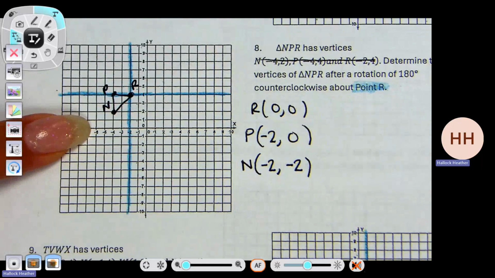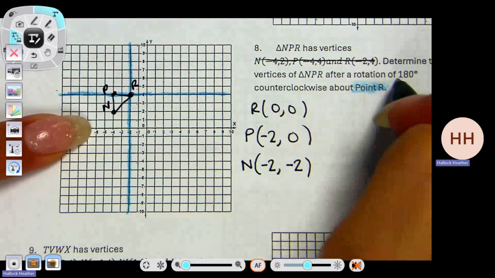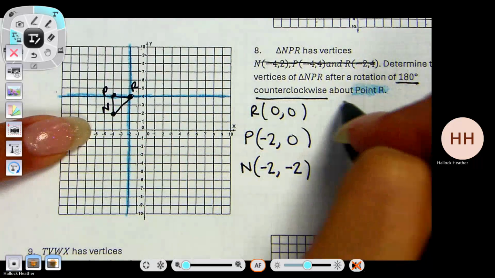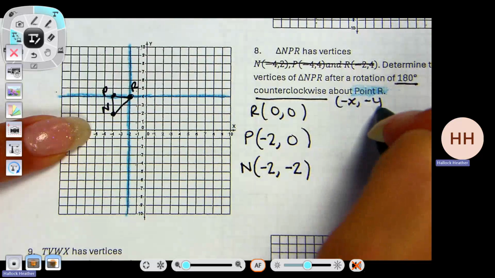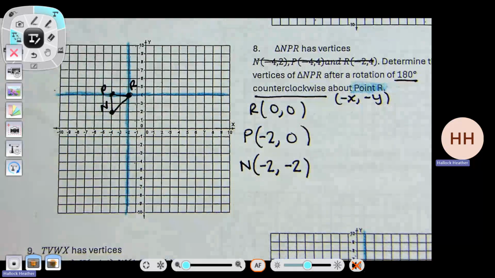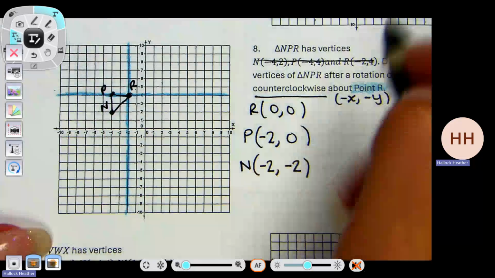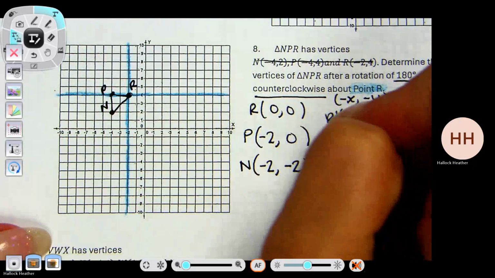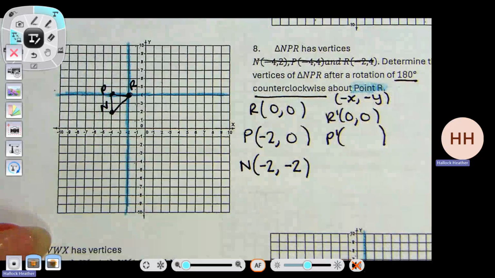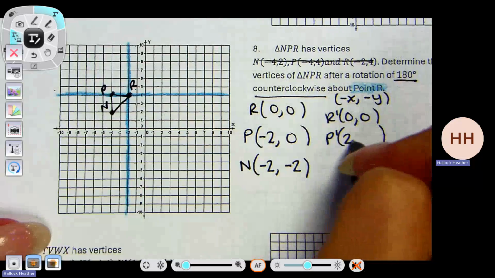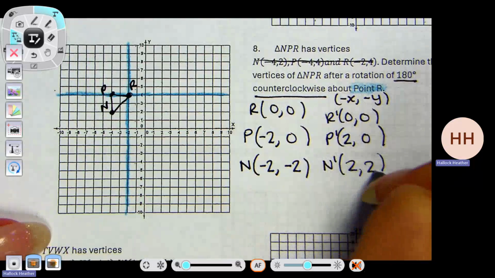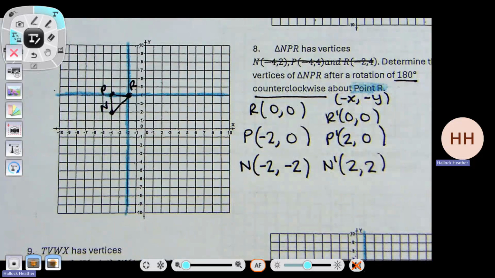So now with those points, we're going to use our rule. So it's 180 degrees counterclockwise. So what's my rule? -X, -Y. 180 is nice because it's like a very easy rule. So can R change? No, because 0, 0, so it stays 0, 0. So R prime is just 0, 0. Well, it would be P prime. 2, 0. And then N prime? 2, 2.